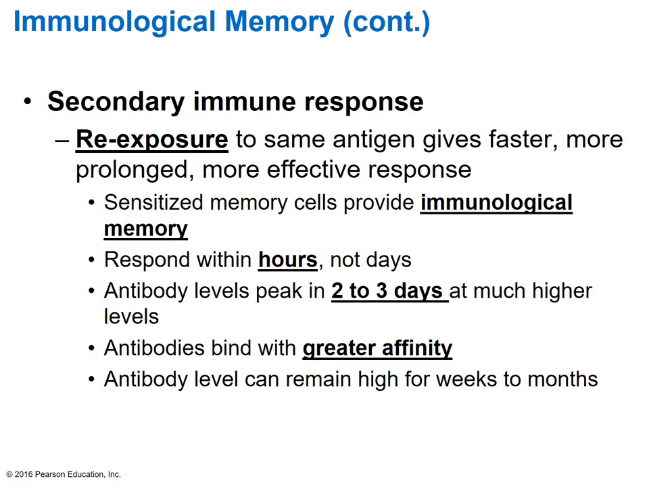With a secondary response to that exact same antigen, I said, you're going to have a very quick response. So those memory cells respond within hours, not days. The antibody peak, instead of 10 days, is going to be 2 to 3 days, much, much higher level. And it's going to be a stronger attraction between the antibodies and the antigen. And the antibody level can remain high for a very long period.